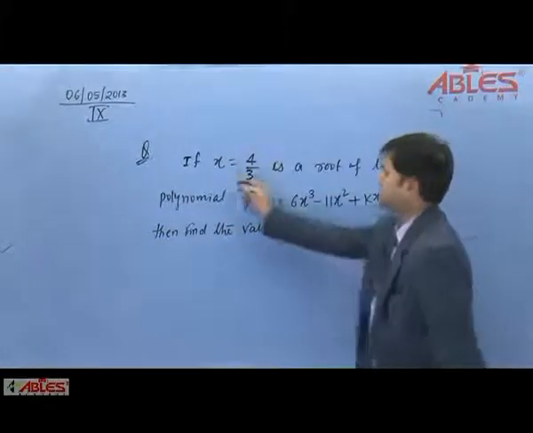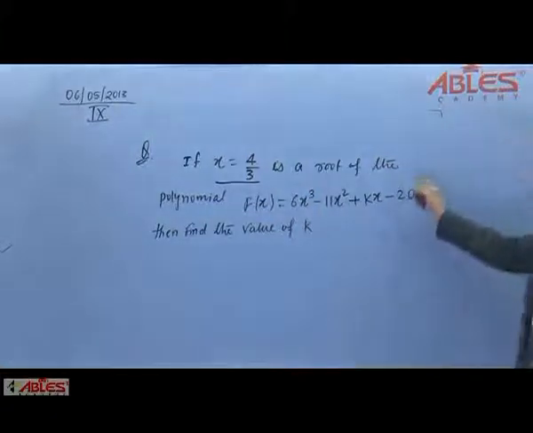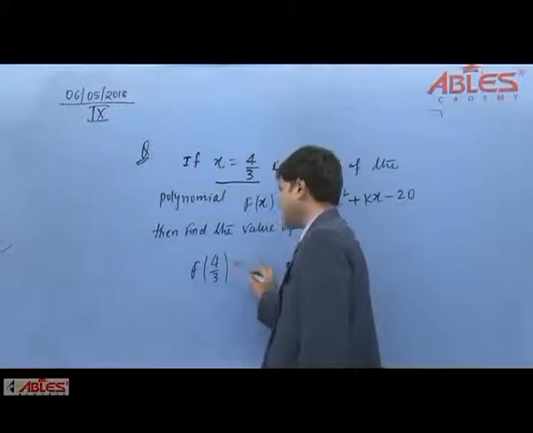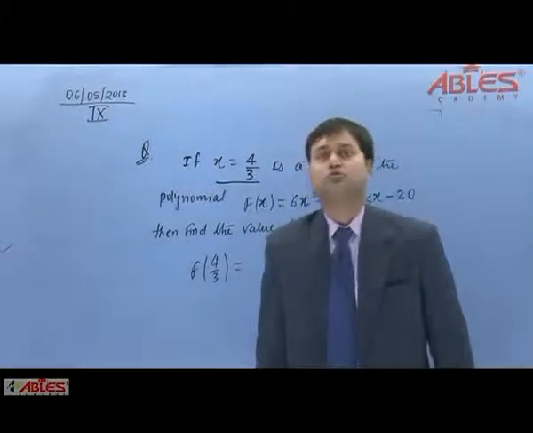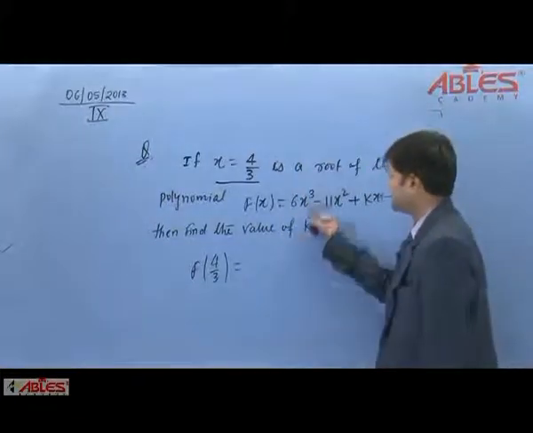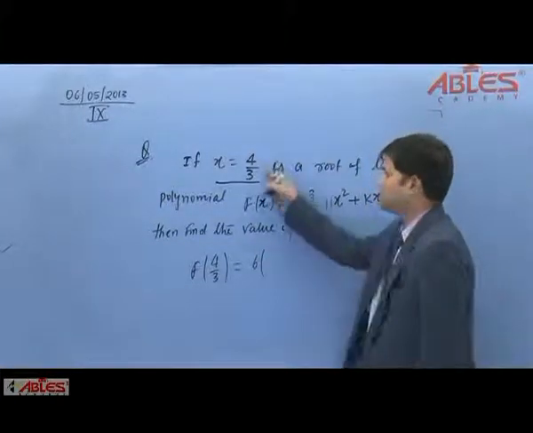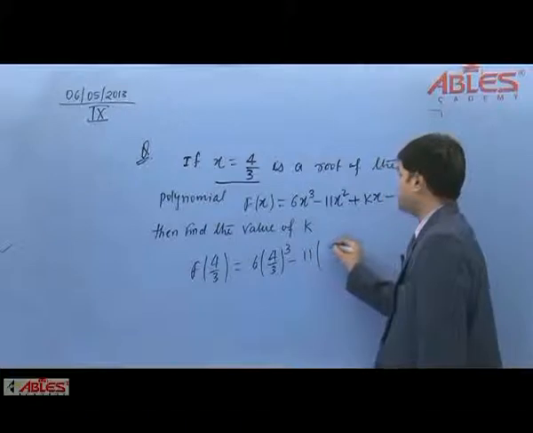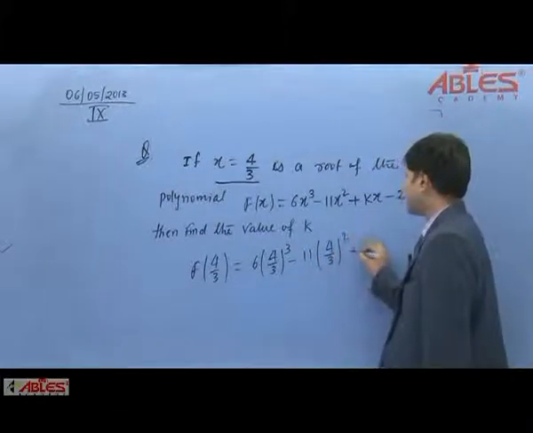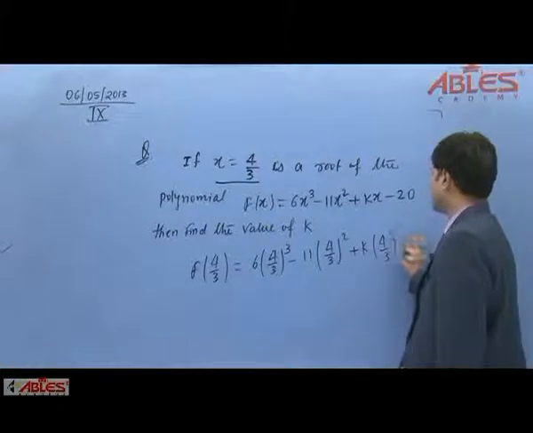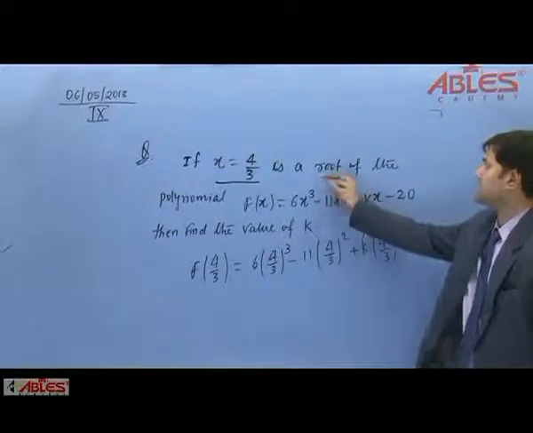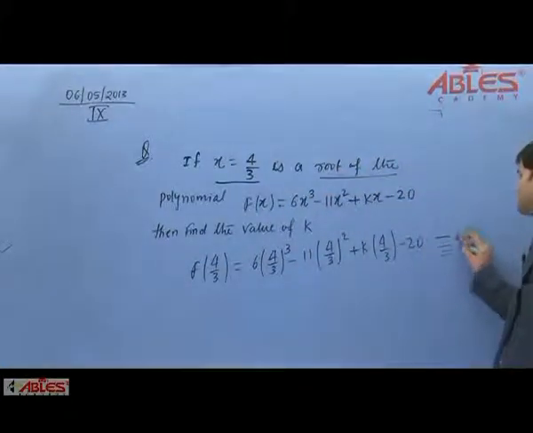Fine students, so this time it is given that x equals 4 upon 3 is a root of the given polynomial. That means if we put x equals 4 upon 3, then the output of the polynomial should be 0. So see, 6 into x cube, at x we put 4 upon 3: 6 into (4 upon 3) cube minus 11 into (4 upon 3) square plus k into 4 upon 3 minus 20. As it is given that it's a root of the polynomial, the output should be 0.